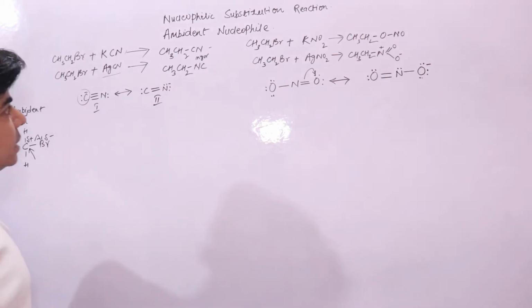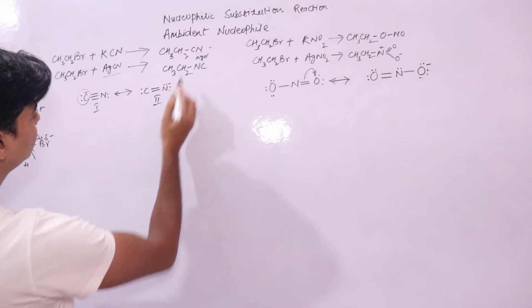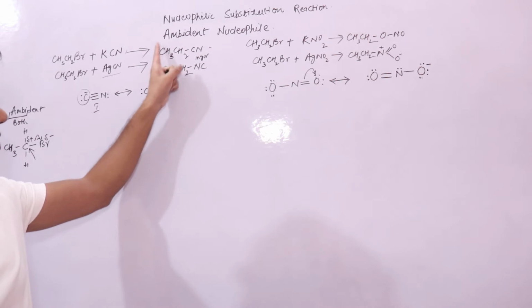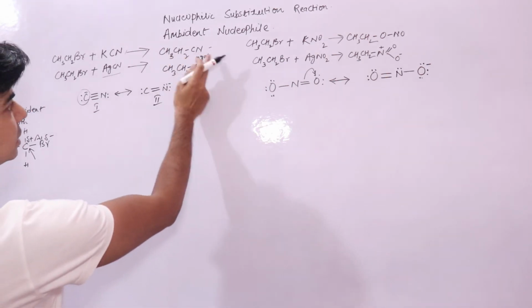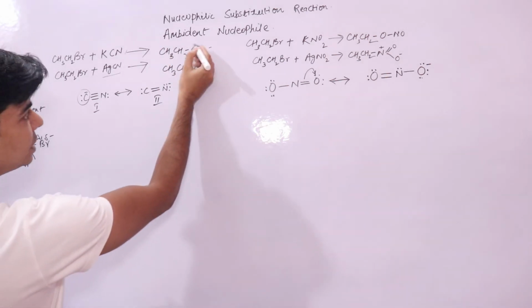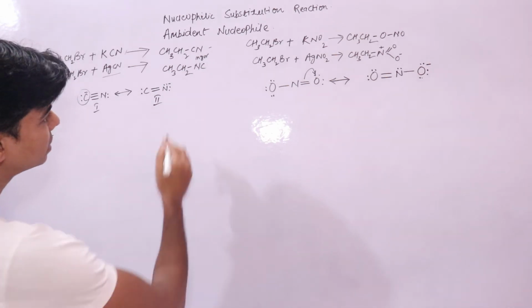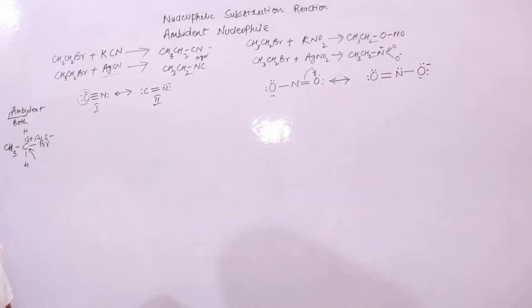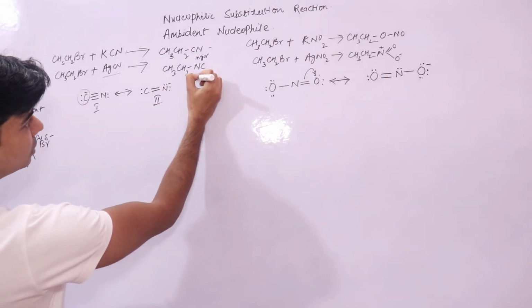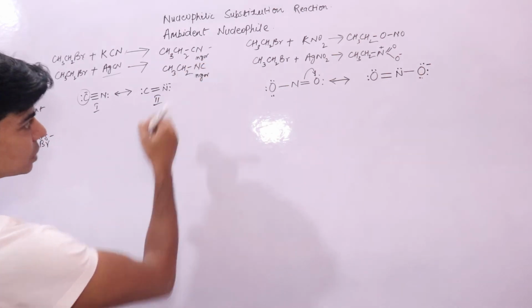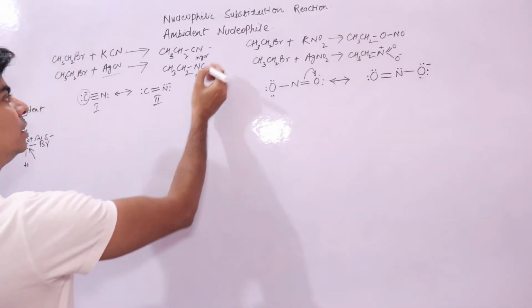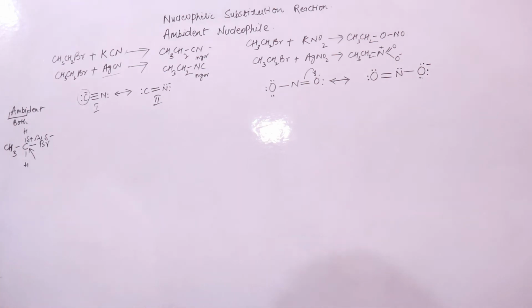Now one important thing is here where you see this cyanide compound, ethyl cyanide, you have the major product as cyanide, but in minor quantity some isocyanide will also get formed. And in the second reaction, the major product is the isocyanide, and in minor quantity the cyanide will also get formed.